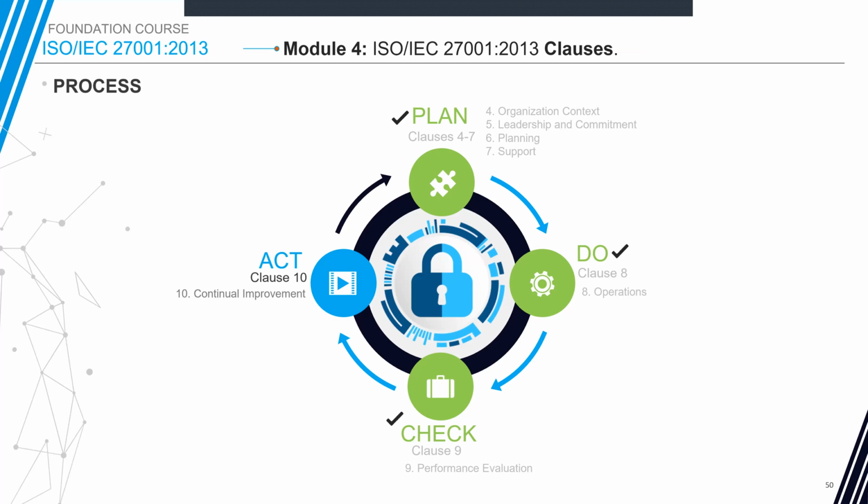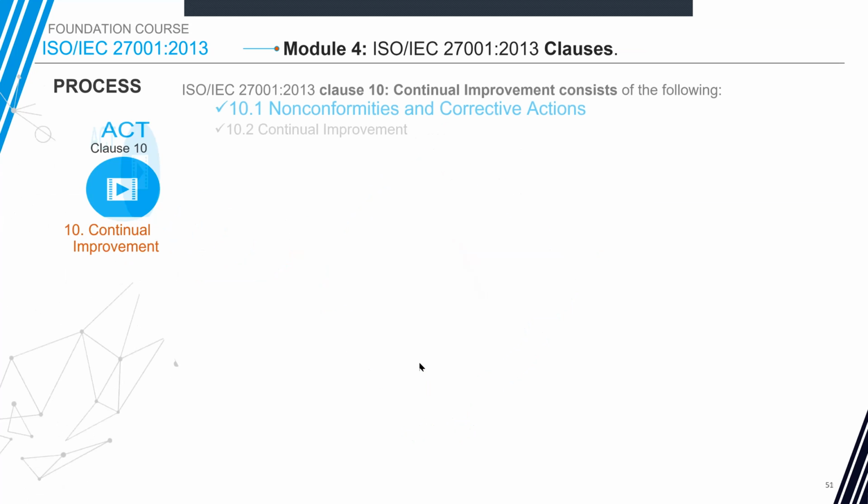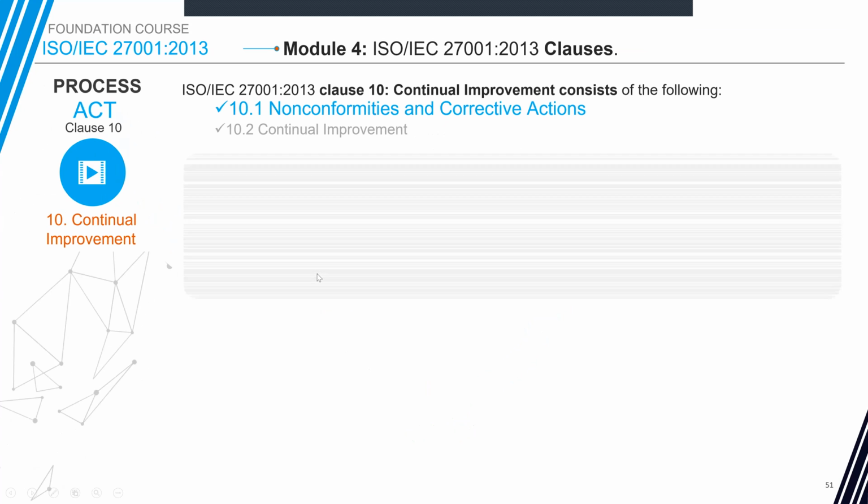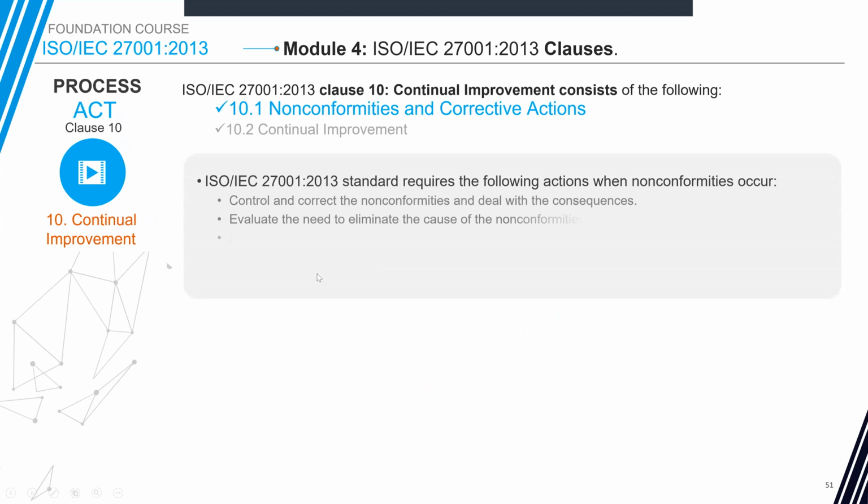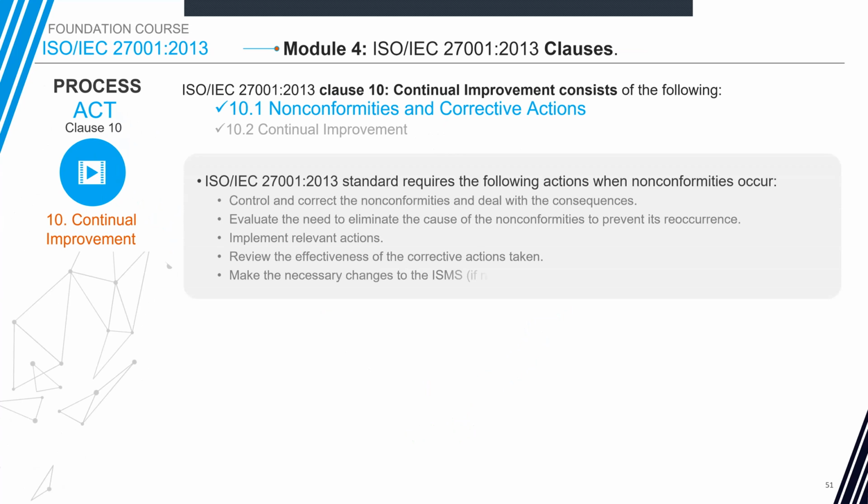The last phase in the PDCA cycle for ISO 27001 is the ACT, which is represented by clause number 10 for continual improvement. Clause number 10 consists of two clauses: non-conformities and corrective actions, and continual improvement.